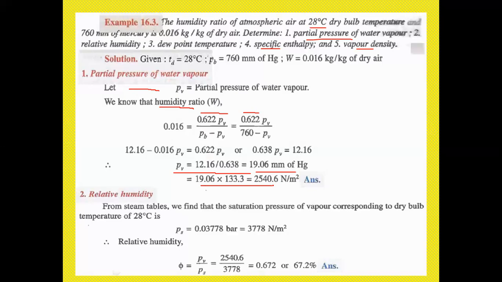Next, the relative humidity. From the steam tables, the saturation pressure of water vapor corresponding to a dry bulb temperature of 28 degrees centigrade is PS equal to 0.03778 bar, that is 3778 Newton per meter square. Therefore, the relative humidity phi is equal to PV by PS, that is 2540.6 divided by 3778, which is equal to 67.2%. That is the relative humidity.